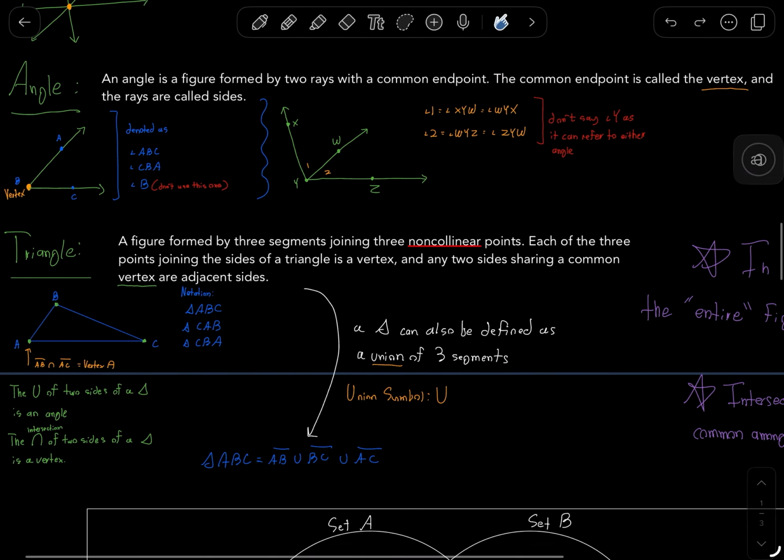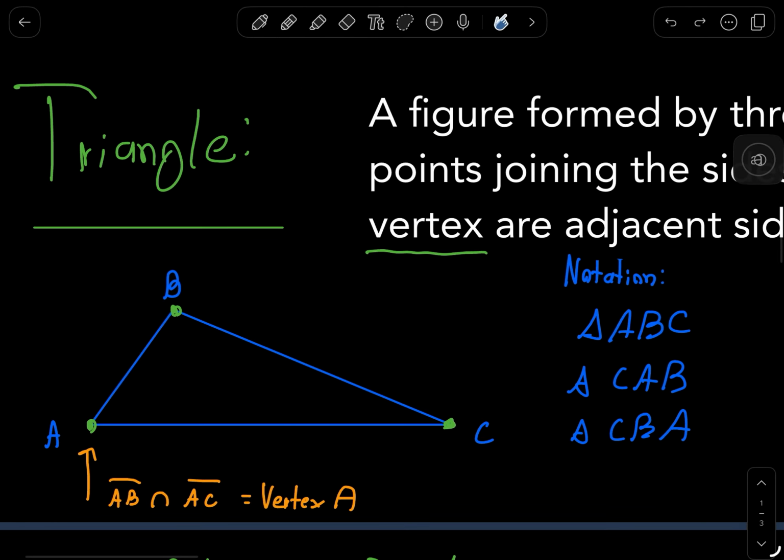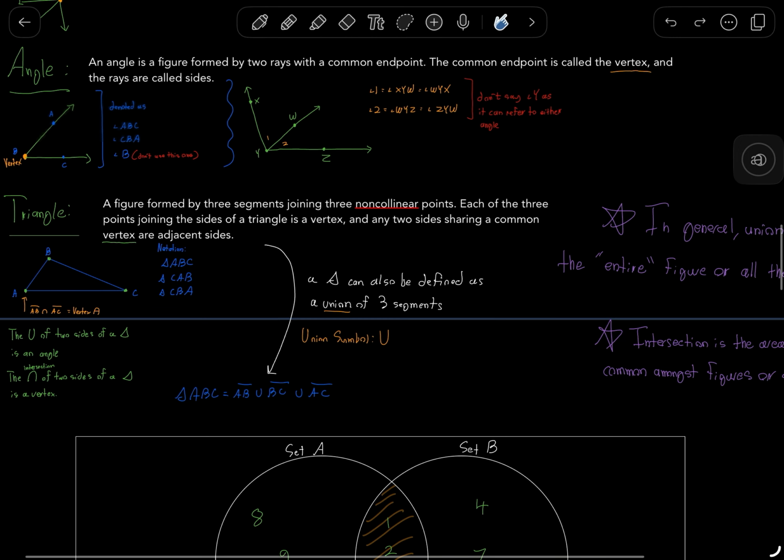and of course, each point in the triangle, or at least points A, B, C here, they're vertices. Think of them as corners. So that's essentially a triangle.